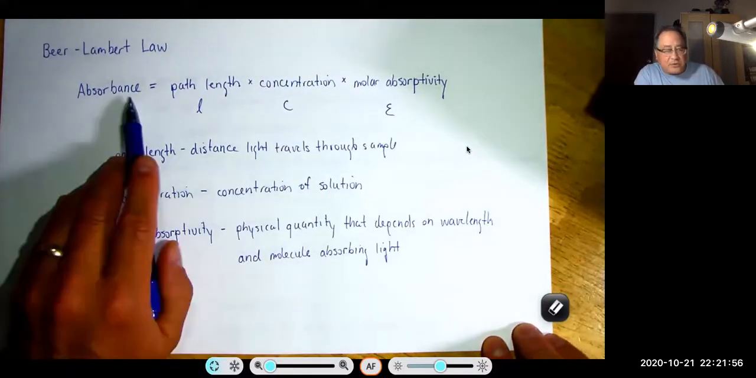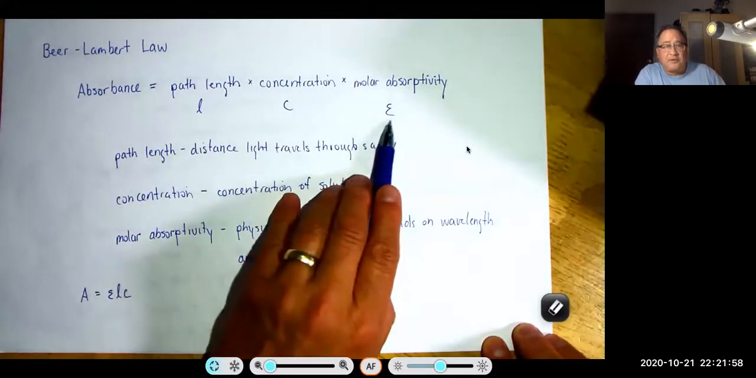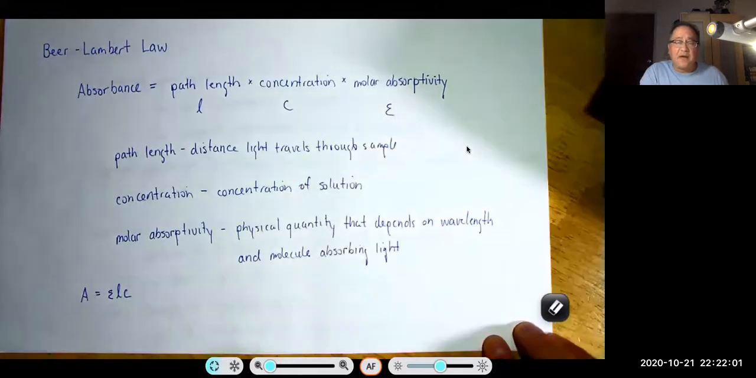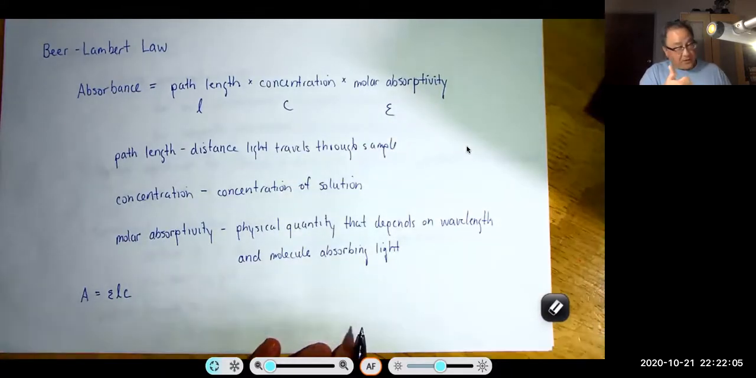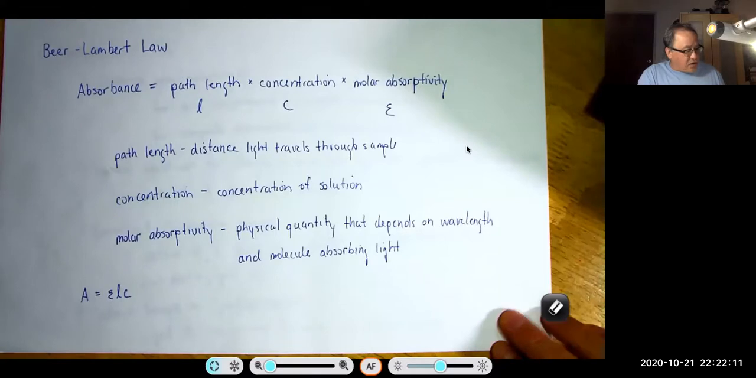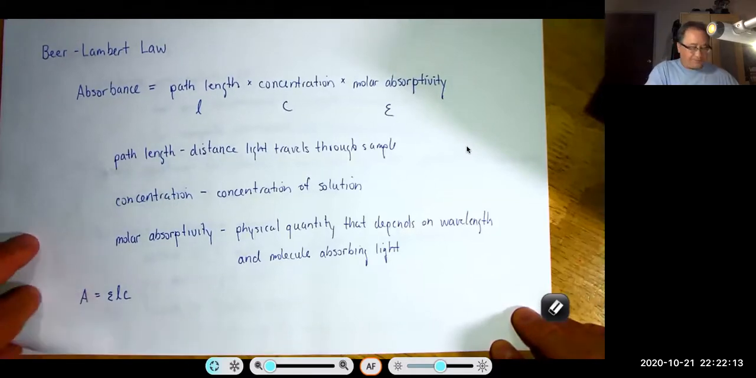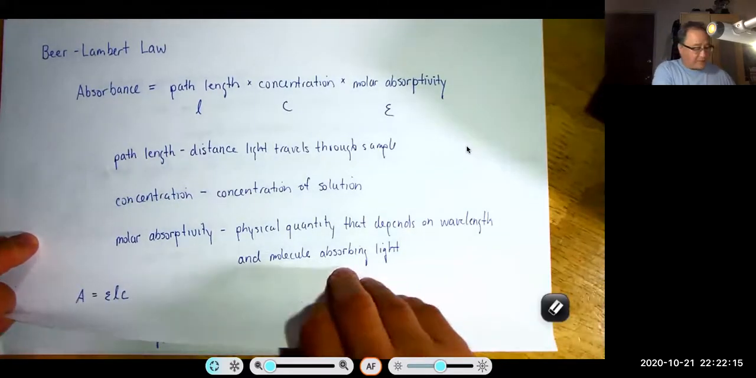Now, it turns out that absorbance is also proportional to this molar absorptivity. This is a physical property of the molecule that depends on two things: the molecule itself and the wavelength at which light is being absorbed. Because it turns out that not all light is absorbed equally, as we saw in the previous slide with that absorbance spectrum.